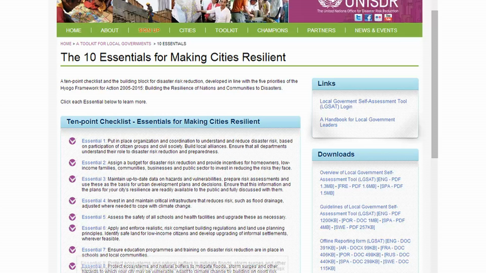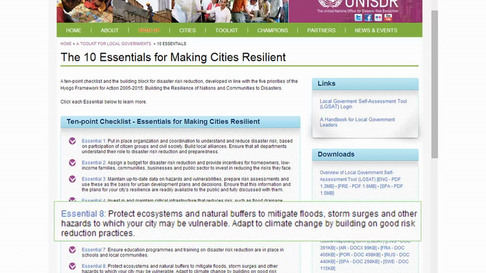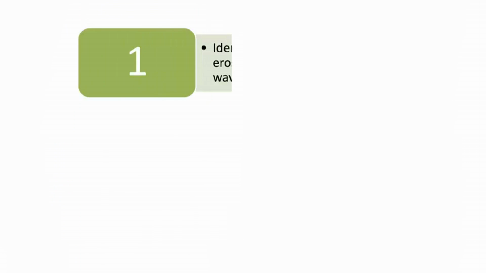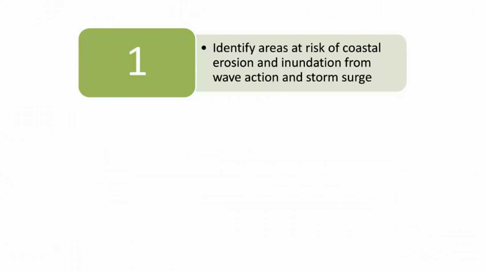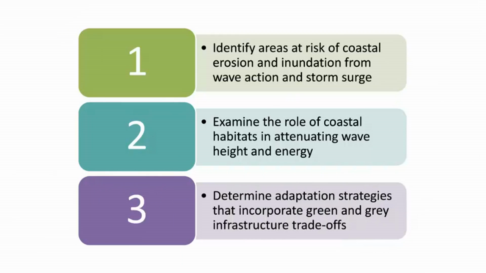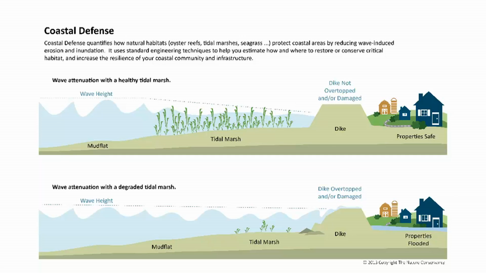The app addresses one of the United Nations' essentials for making cities resilient. Specifically, the app helps to: 1. Identify areas that may be at risk of coastal erosion and inundation from wave action and storm surge. 2. Examine the role of coastal habitats in attenuating wave height and energy. And 3. Determine appropriate adaptation strategies that incorporate green and gray infrastructure trade-offs. The Coastal Defense app is intended to identify solutions by exploring how coastal habitats can attenuate waves.